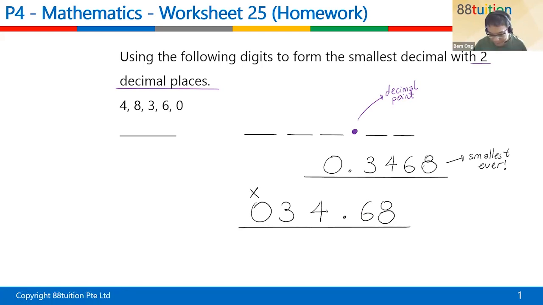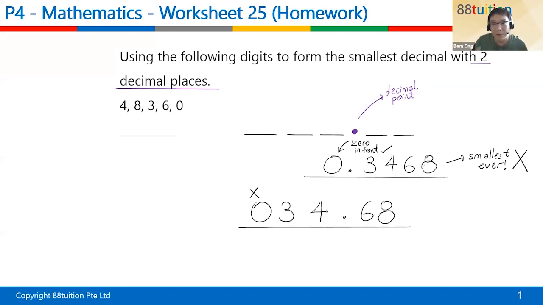Unless it's what Darius said down here. 0.3468, like that can, if you can have the 0 in front like that. This one is still okay. But the question never asks for the smallest ever. So Olivia, you cannot play cheat to start off with the 0 like that. Okay? Yes, Eldon, I think you got it right. Many of you got it right already.